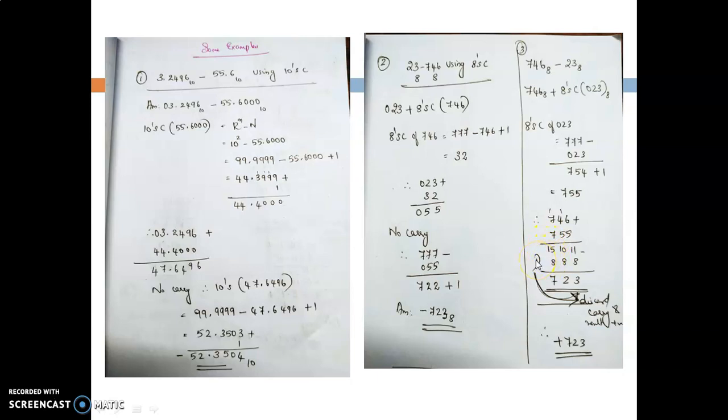Okay, so this carry has to be added with the LSB, isn't it? So what is 15 minus 8? 7. 10 minus 8, 2. 11 minus 8 is 3. So 7, 2, 3. Again, there is a carry generated, but you don't need to add this carry.